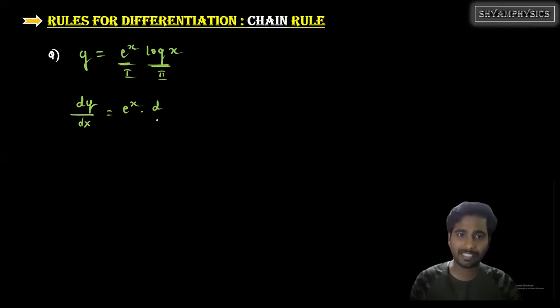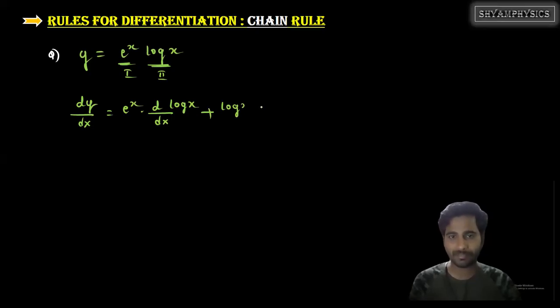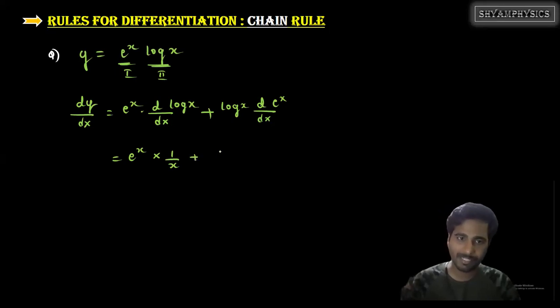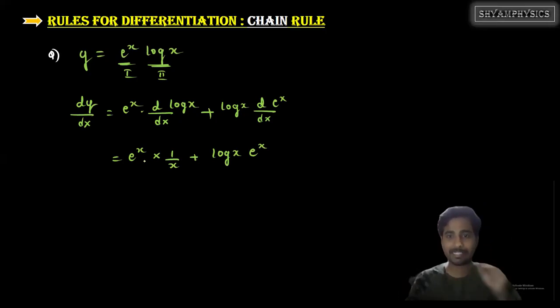Differentiate the second term, d by dx of log x, plus keep the second term constant and differentiate the first term e to the power x. Now tell me, e to the power of x as itself will be here. Differentiation of log x, what is the answer? It is 1 by x, plus log x as usual we need to place here, and differentiation of e to the power of x is e to the power of x itself. We discussed this in the last video. So this is the answer.